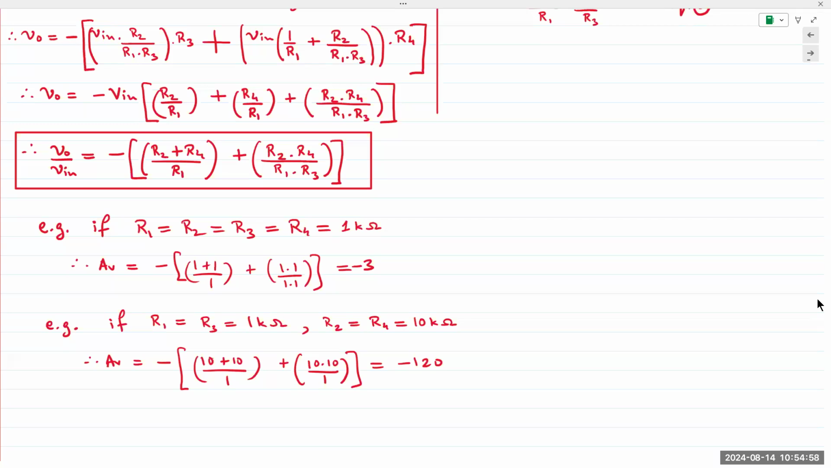So just by changing the feedback path, we can change the gain of the circuit. All right, questions.